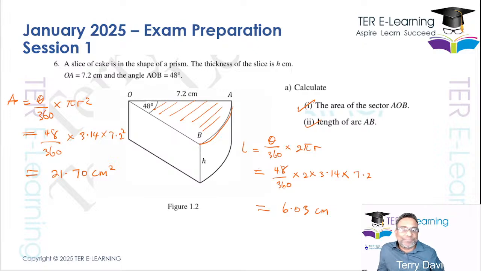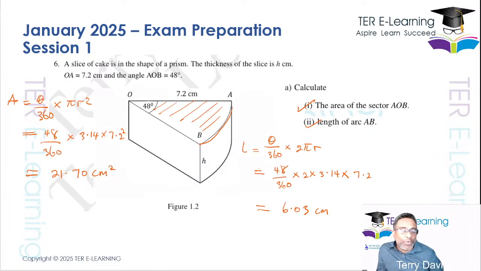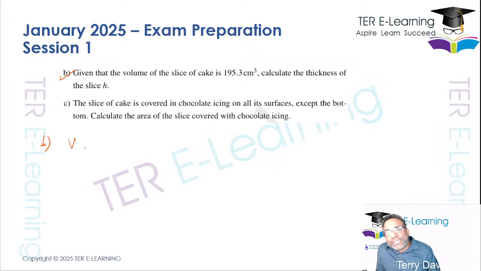All right, great. So that's part 1 done. Now part 2, let's see what else we have to work out here. Given that the volume of the slice of cake is 195.3, calculate the thickness of the slice. This diagram here is a prism. To work out the volume of a prism, we take the cross-sectional area and multiply by the thickness of the prism. For any prism, the volume is given by the cross-sectional area multiplied by the length of the prism. That's a formula you all need to know. In this case, I am telling you the volume of the cake is 195.3.